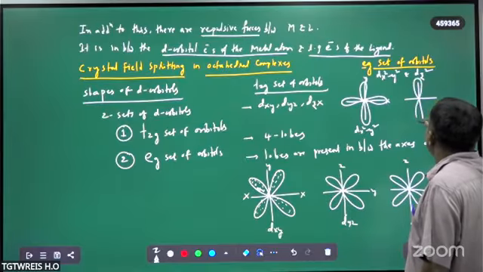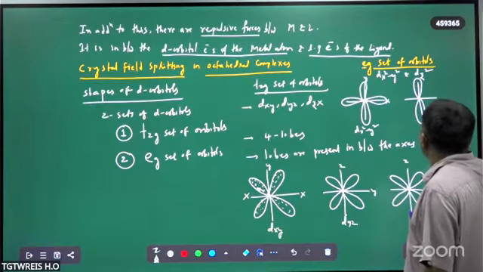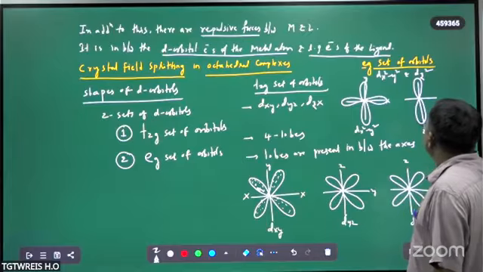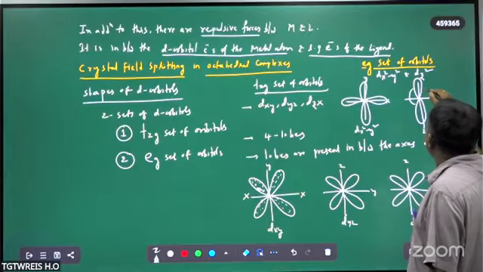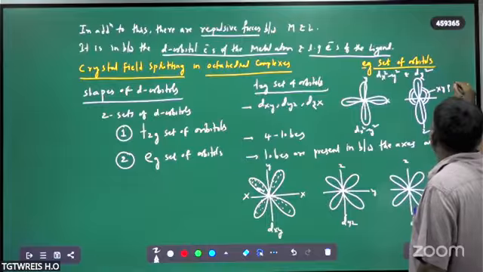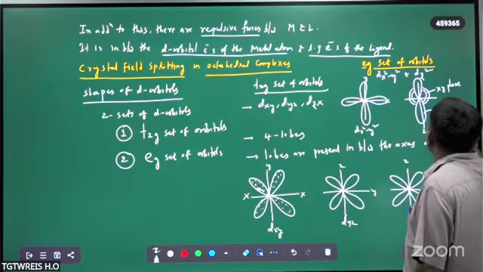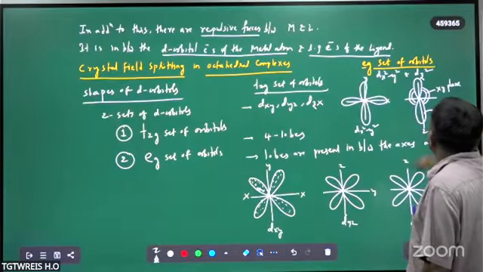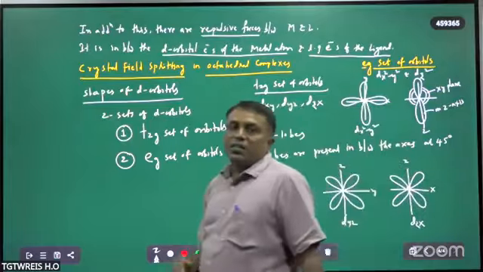And this is the dz square orbital. This is the z axis, and there is a concentric ring present in the xy plane. This is in the xy plane, and these two lobes are on the z axis. So these are the eg set of orbitals.